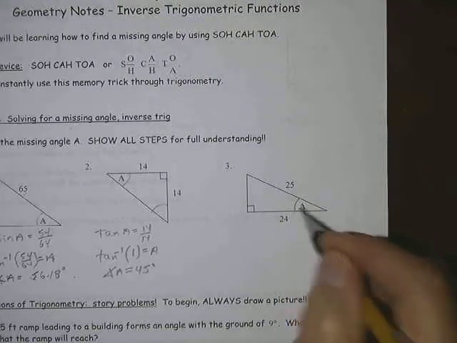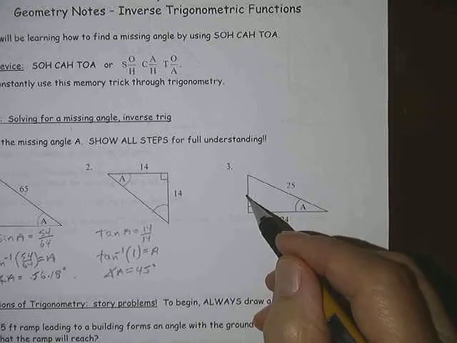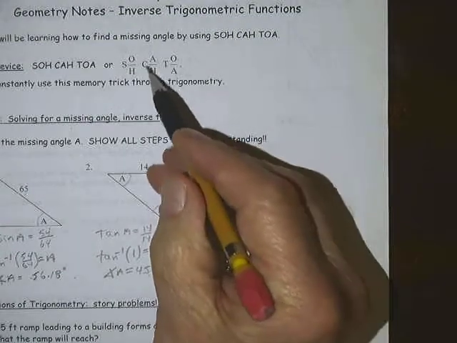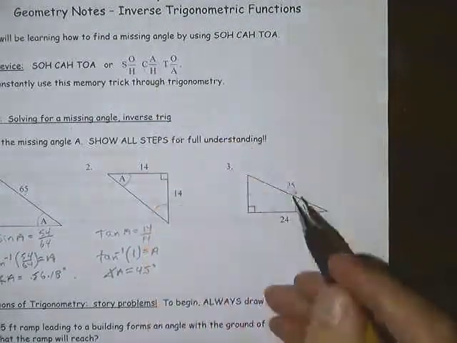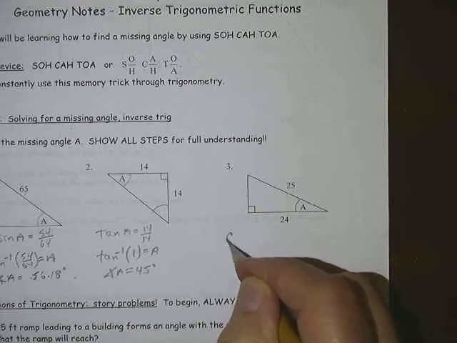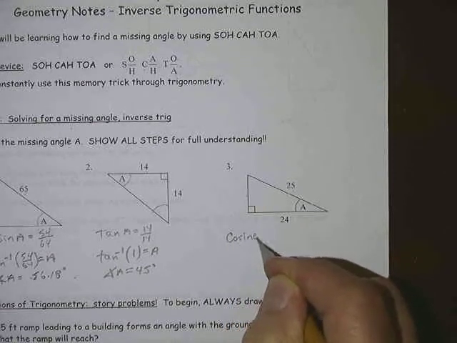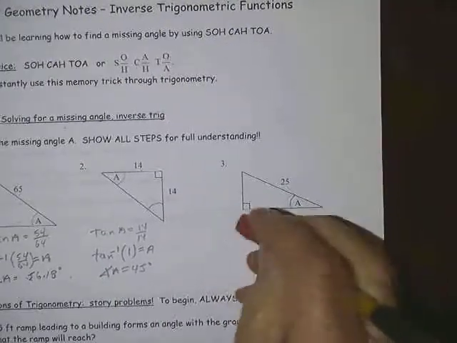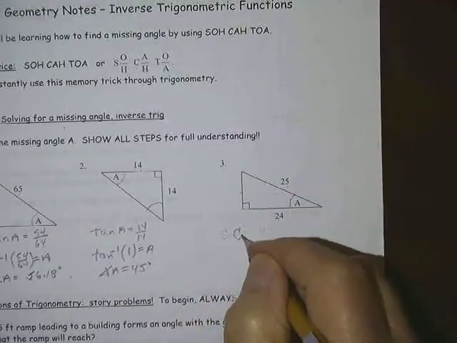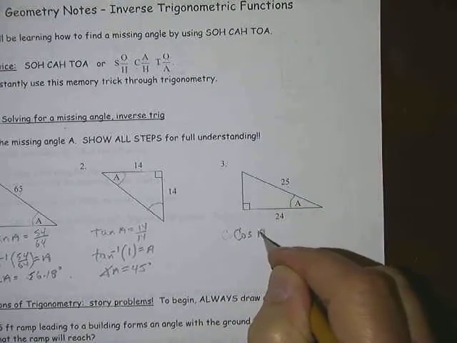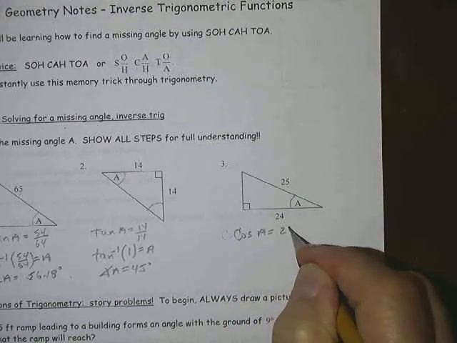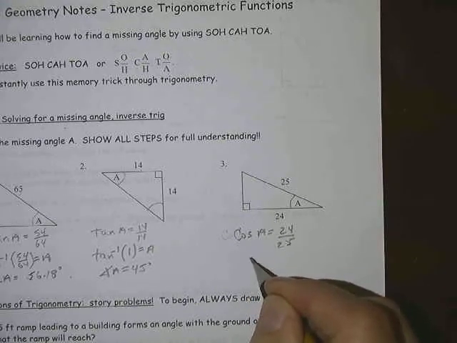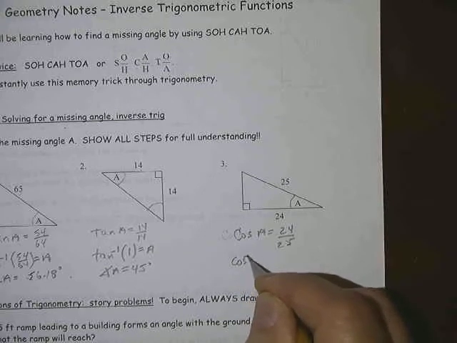Okay, so far so good, right? Here we have another triangle, and we're trying to find angle A. In this case, we don't have the opposite. We have the adjacent and the hypotenuse. So we go up to SOHCAHTOA, and adjacent and hypotenuse is cosine. So we can say that the cosine of A is the adjacent, 24, over the hypotenuse, 25.